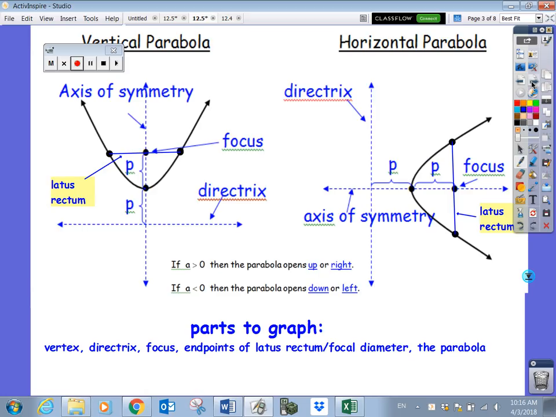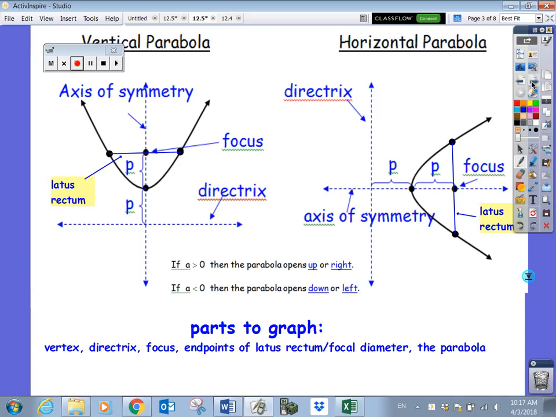Ellie? But is the latus rectum the whole thing, from point to point? Yep, the whole thing. So this whole thing is the latus rectum from endpoint to endpoint. And that's why sometimes focal diameter is a little bit more descriptive word to use, because it's the diameter that goes through the focus. It's that whole length right there, okay? The whole entire length.